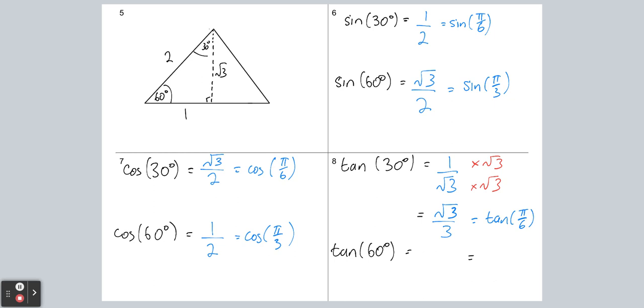Tan of 60 is pretty easy. If I'm here, the opposite value is root 3 and the adjacent value is 1. And so the tan of 60 is root 3 over 1, which is simply the square root of 3. And of course, that's equal to the tan of pi on 3, the radian measure for 60 degrees. And that's it for 30 and 60.